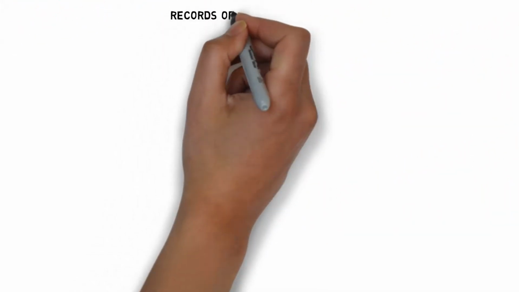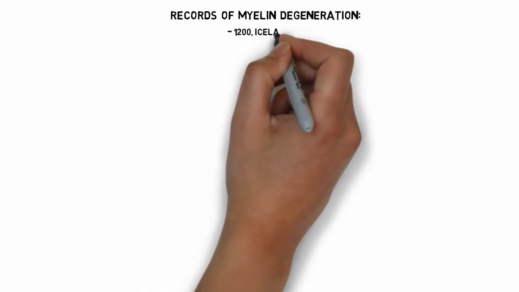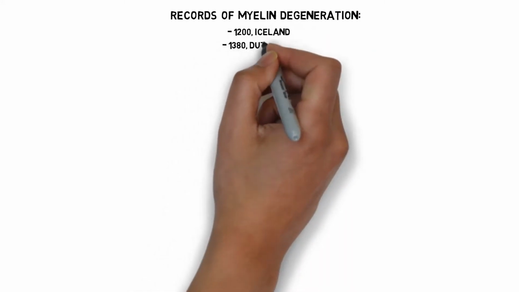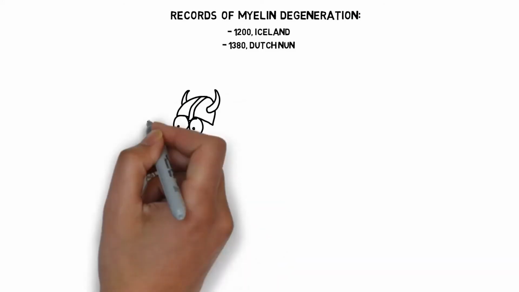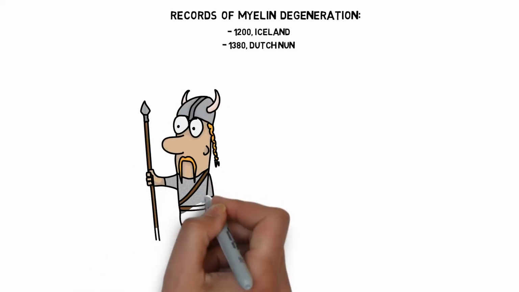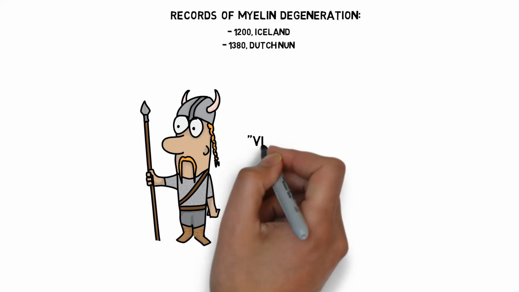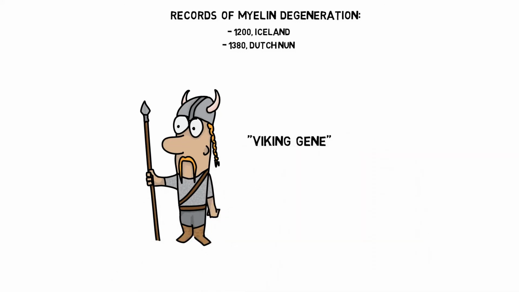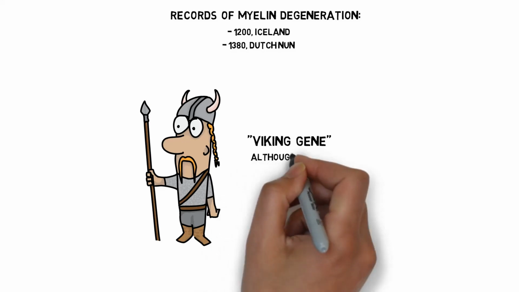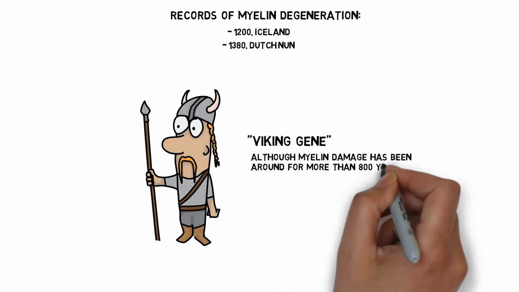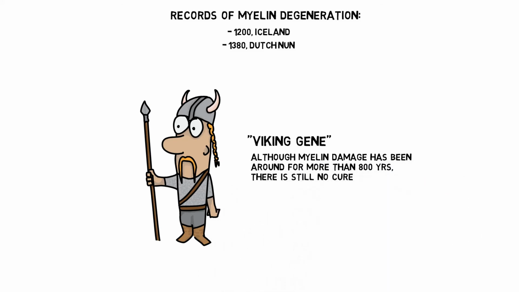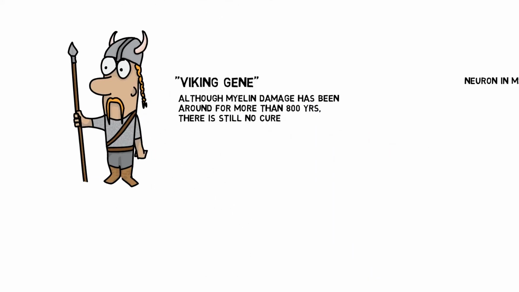The earliest record of demyelinating disease is from 1200 in a woman in Iceland, and again in 1380 with a Dutch nun. This led to the belief of a Viking gene for multiple sclerosis. Many documented cases in the 1700s and 1800s in Europe refuted the Viking origin of the disease. Although these demyelinating diseases have been around for over 800 years, there is still no treatment that works well for overcoming the disease. This ends the video on myelin repair.